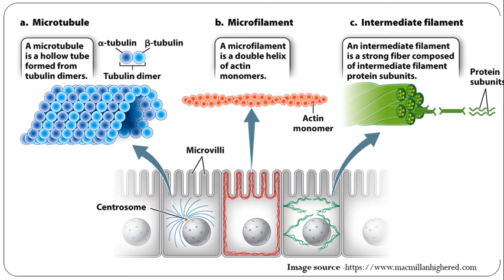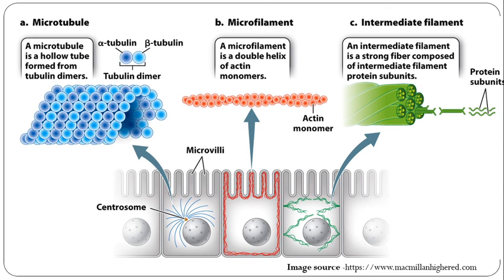Here the blue color is microtubules, and the third one, in the last panel, the red color is the microfilament, the peripheral layer is the microfilament, and the third one is the intermediate filament. So see in this diagram, the green color is the intermediate filament.